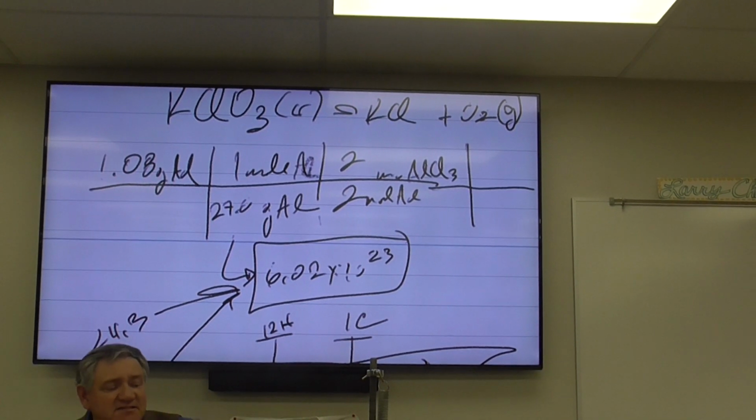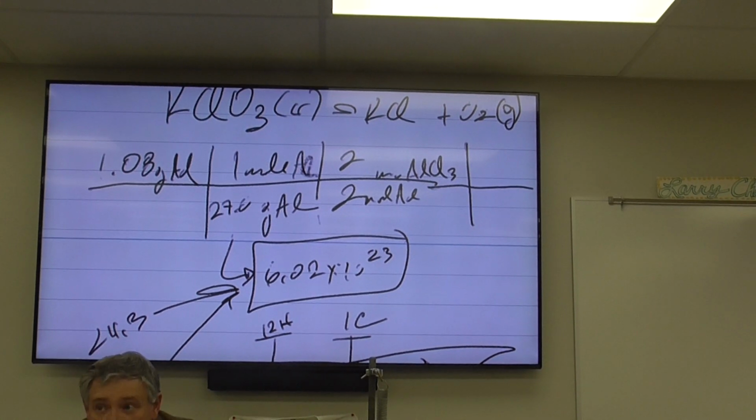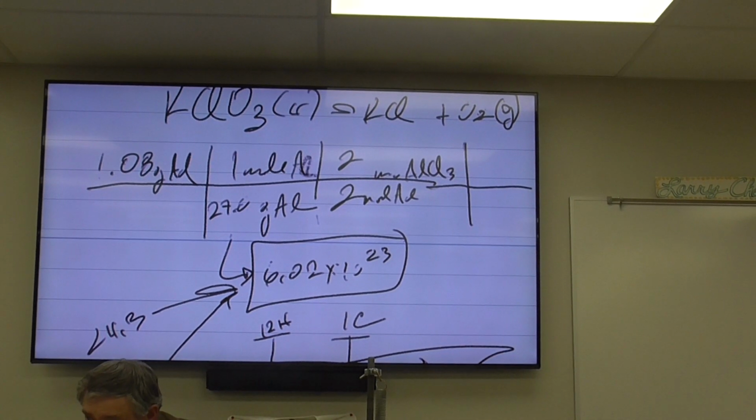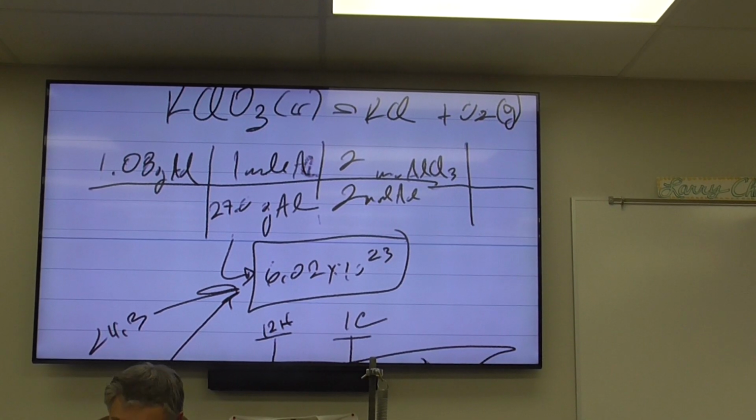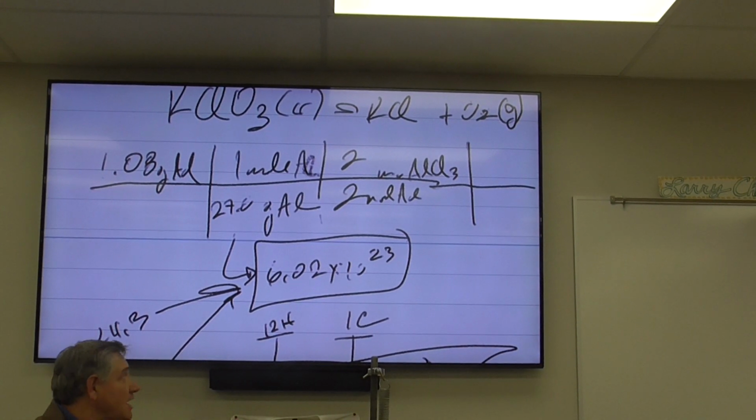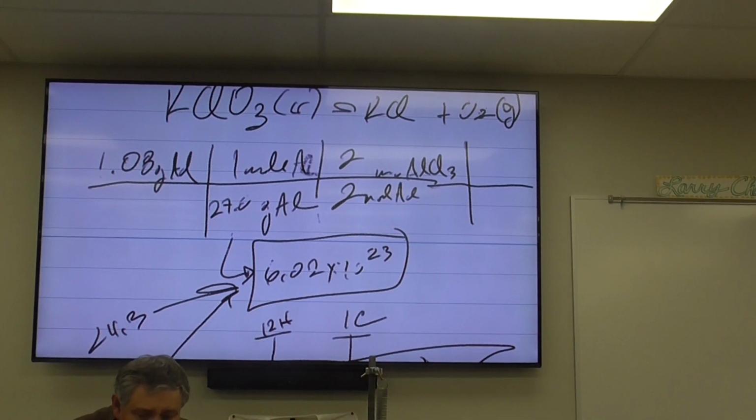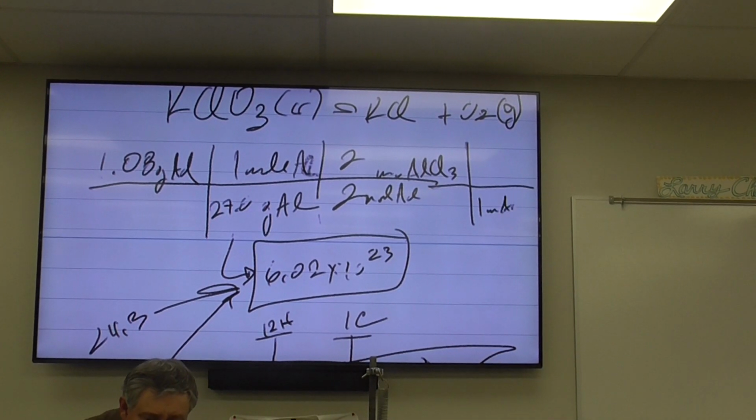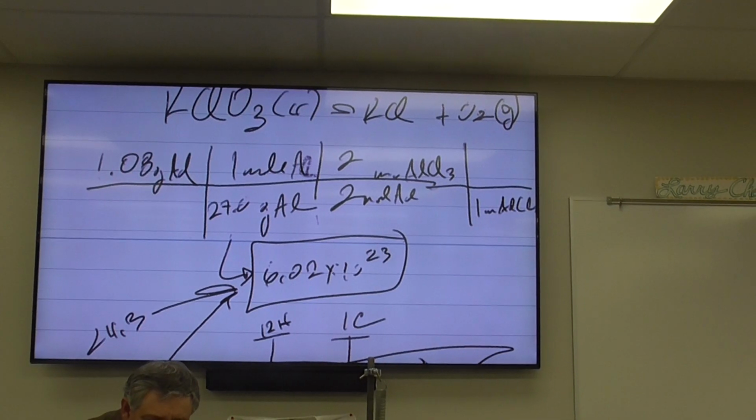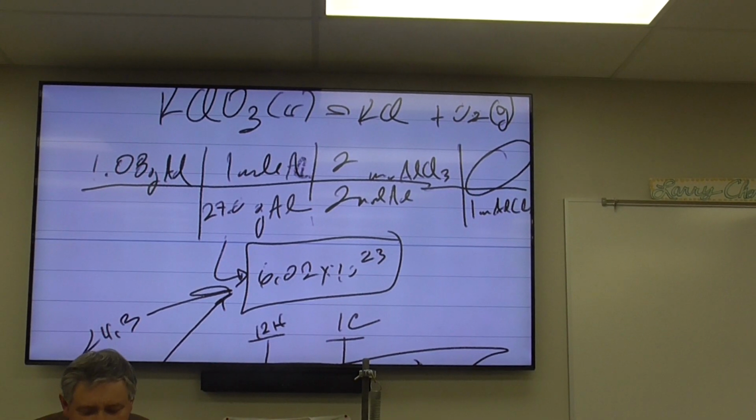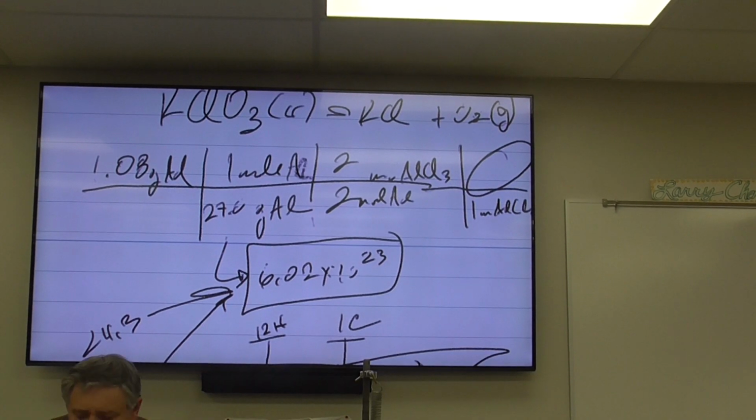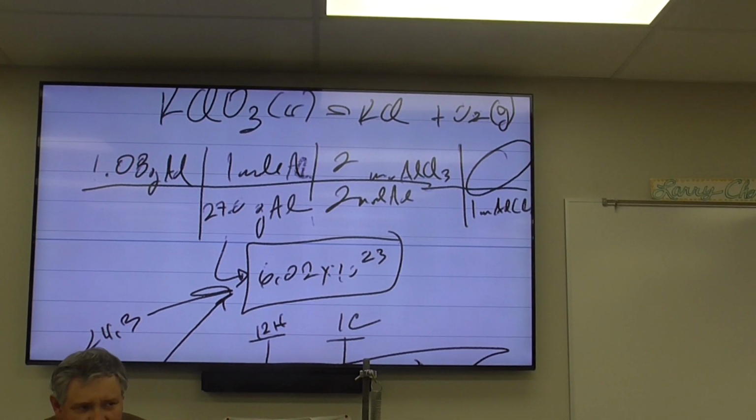Now, if I stop right now, what units do I have? Moles of aluminum chloride. What do I want? Grams of aluminum chloride. So I'm going to put moles of aluminum chloride down here, 1 mole of aluminum chloride, and then I'm going to look up the molar mass. So the answer to 2B should be between 5 and 7 grams.